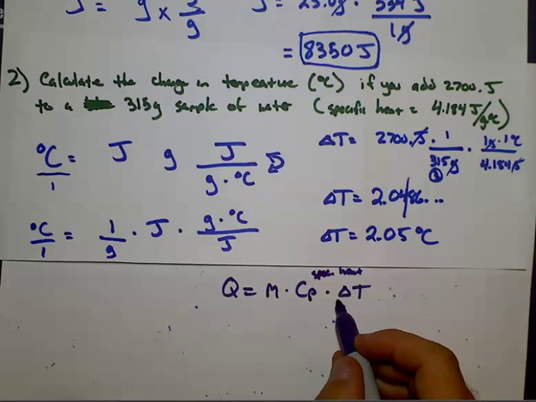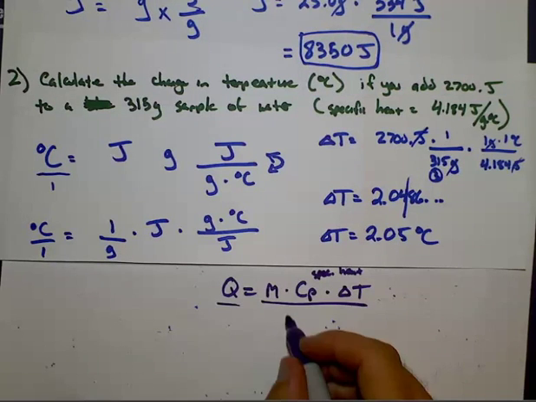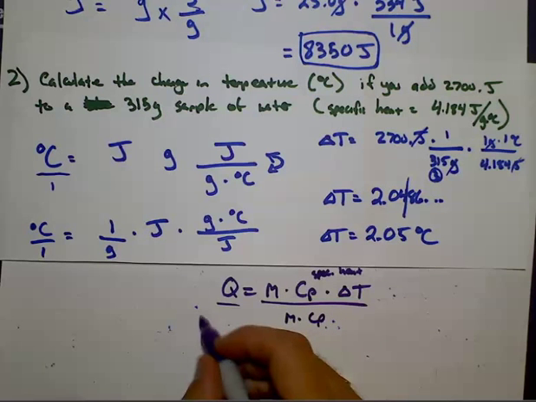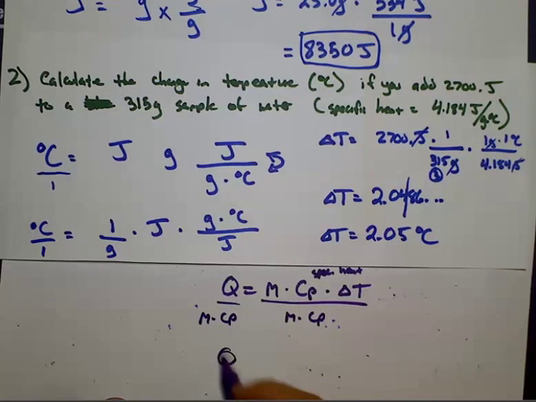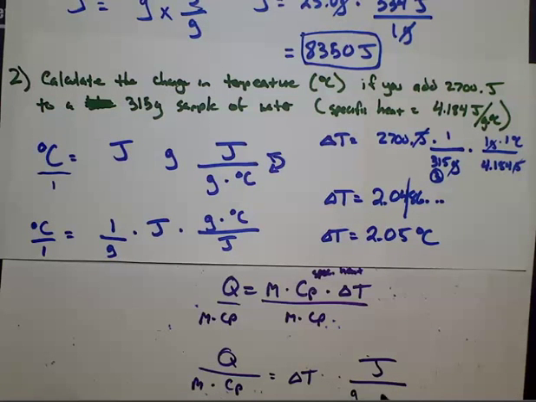Well, let's see what we got to do to find your delta T. You're going to have to divide everything here by M times Cp. So you get Q, which is in joules, over mass times specific heat. That gives you delta T. Let's see what units that is. Joules over grams times joules per gram degree Celsius. Going to give you degrees Celsius.